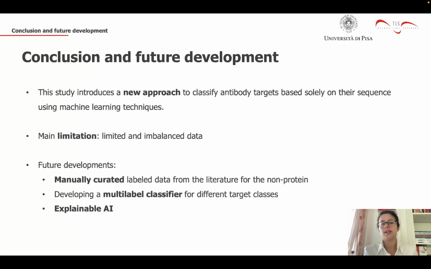So this project wants to help the in vitro characterization to select interesting candidates. It's a new approach that was never exploited before, but the main limitation is the dataset, the unbalanced dataset that we used. As a future development, we want to add more manually curated labeled data for the non-protein class. And of course, it would be more useful for the labs in TLS if we had a multi-label classifier instead of just protein and non-protein, and used explainable AI.